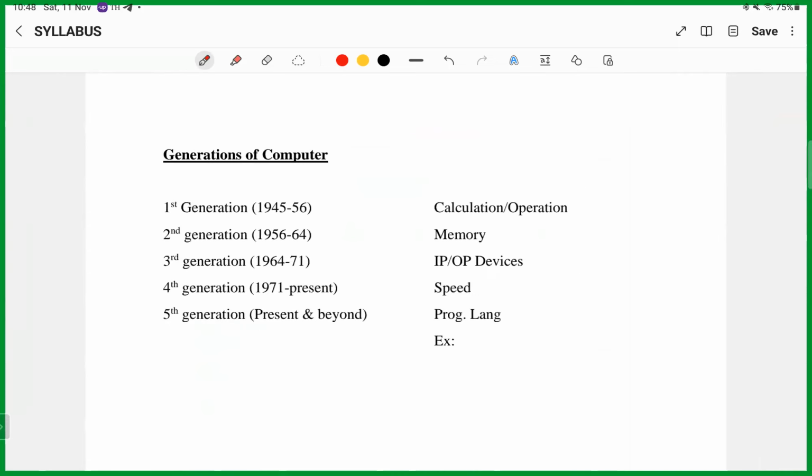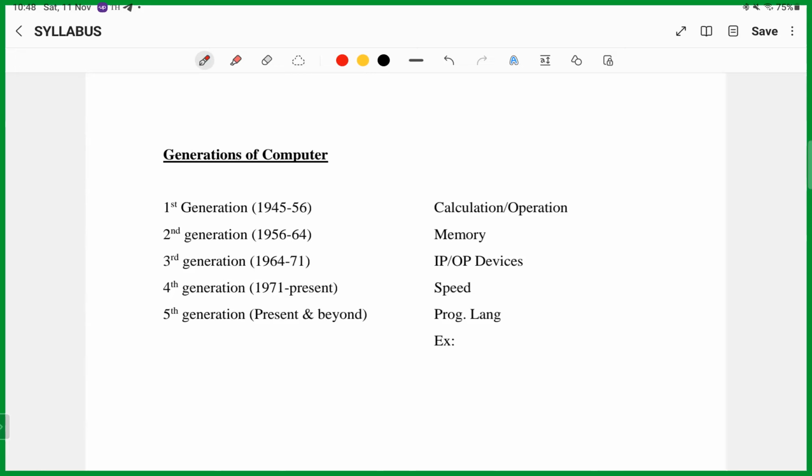We also have generations, right? Your father's generation, your grandfather's generation, your great grandfather's generation. In the same way, a computer also has generations, based on its technological advancement. Okay, based on the technological advancement, the computer basically has these many generations. Basically, we are in the 5th generation. 4th generation is also there, 5th generation is also there. Presently, we are in the 5th generation.